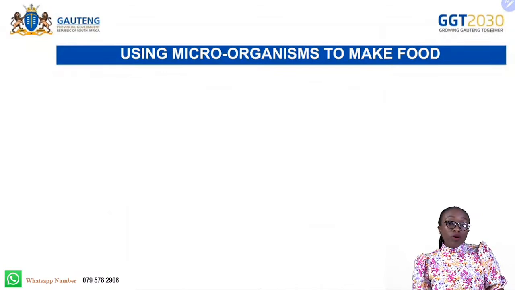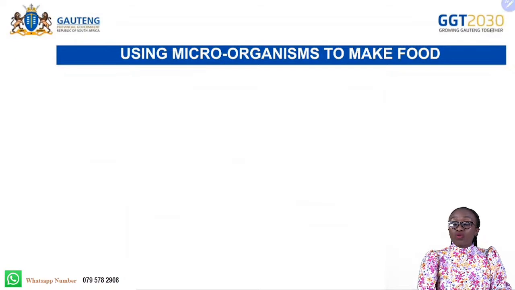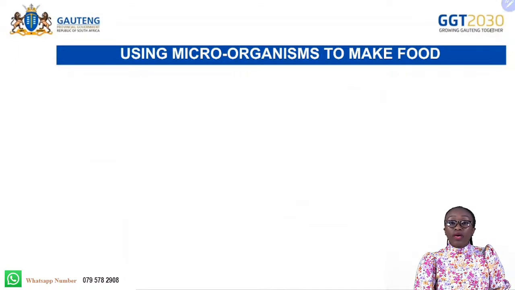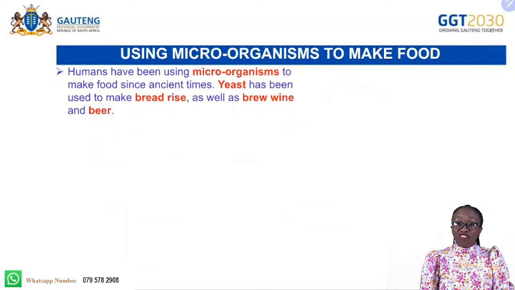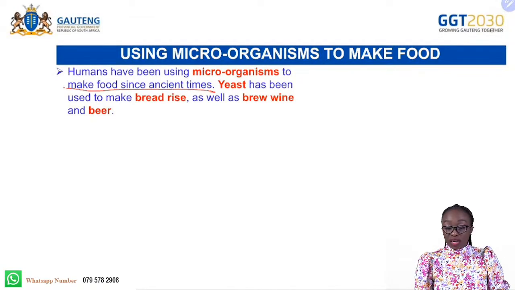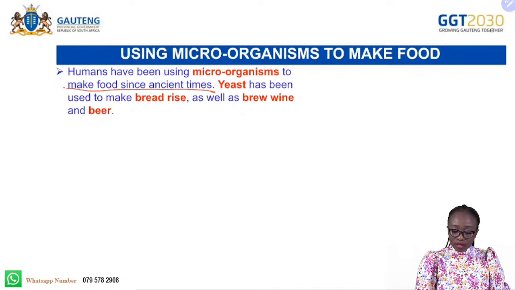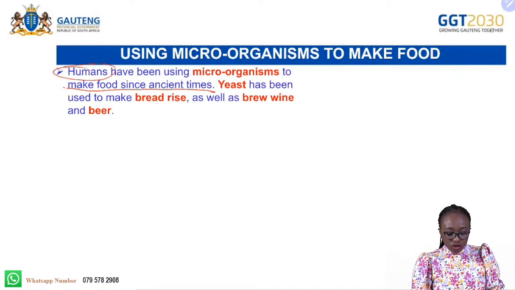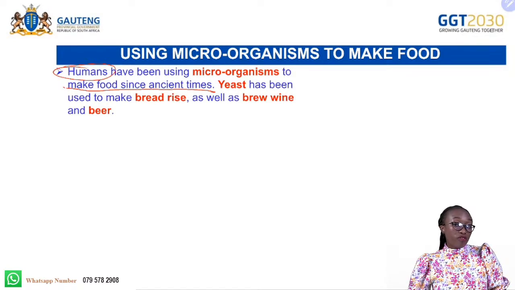Now, microorganisms are not only used in nature, they are also used in medicine, and they are also used to make food, which is very, very important. Humans have been using microorganisms to make food since ancient times. So since before my time, before your time, our parents' time, our grandparents' time, humans have been using microorganisms to prepare different kinds of food.